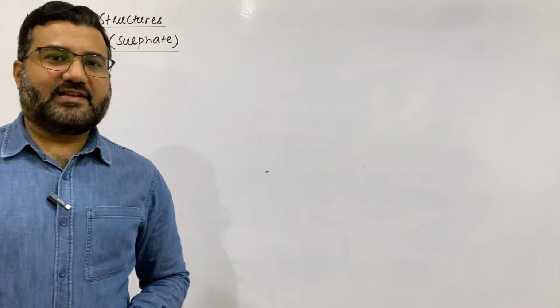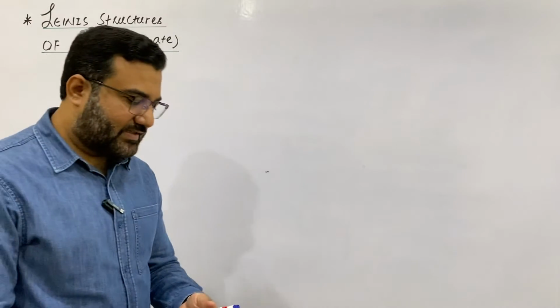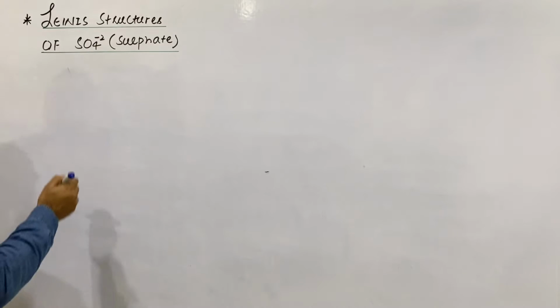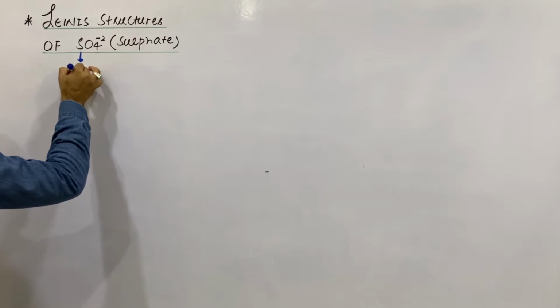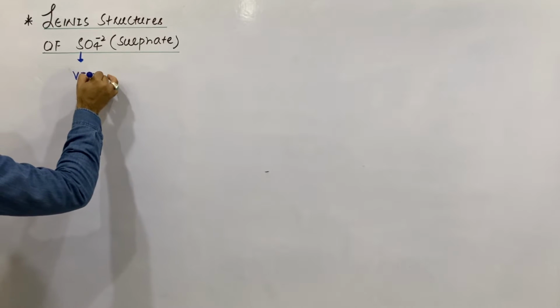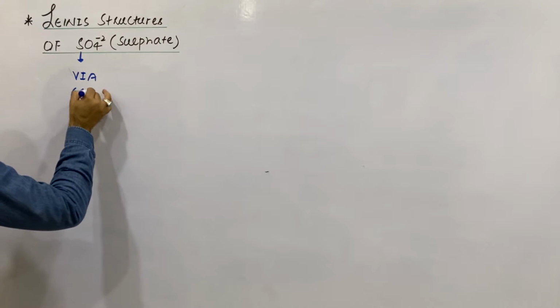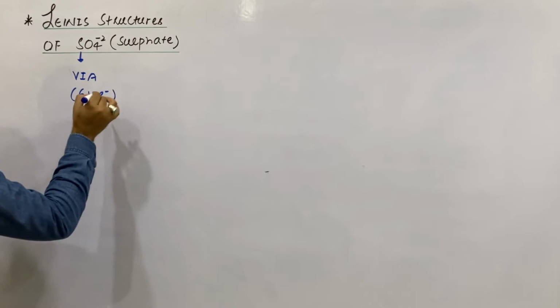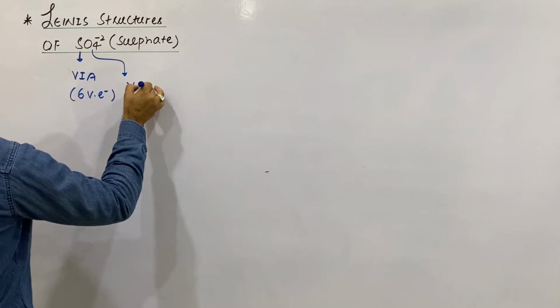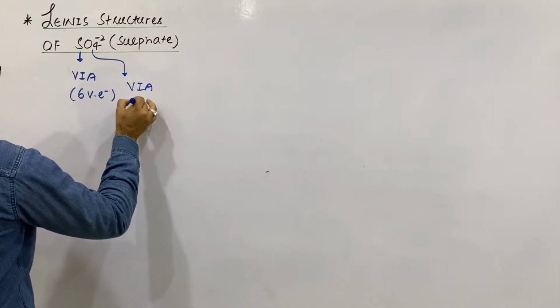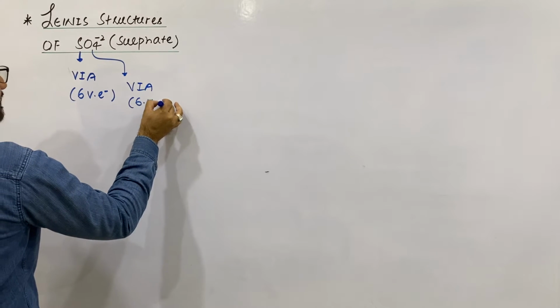Dear students, let us draw the Lewis structure of the sulfate ion. My dear students, first of all, sulfur belongs to group 6A, so it has 6 valence electrons. In the same way, oxygen is also a member of the same family, so it also has 6 valence electrons.